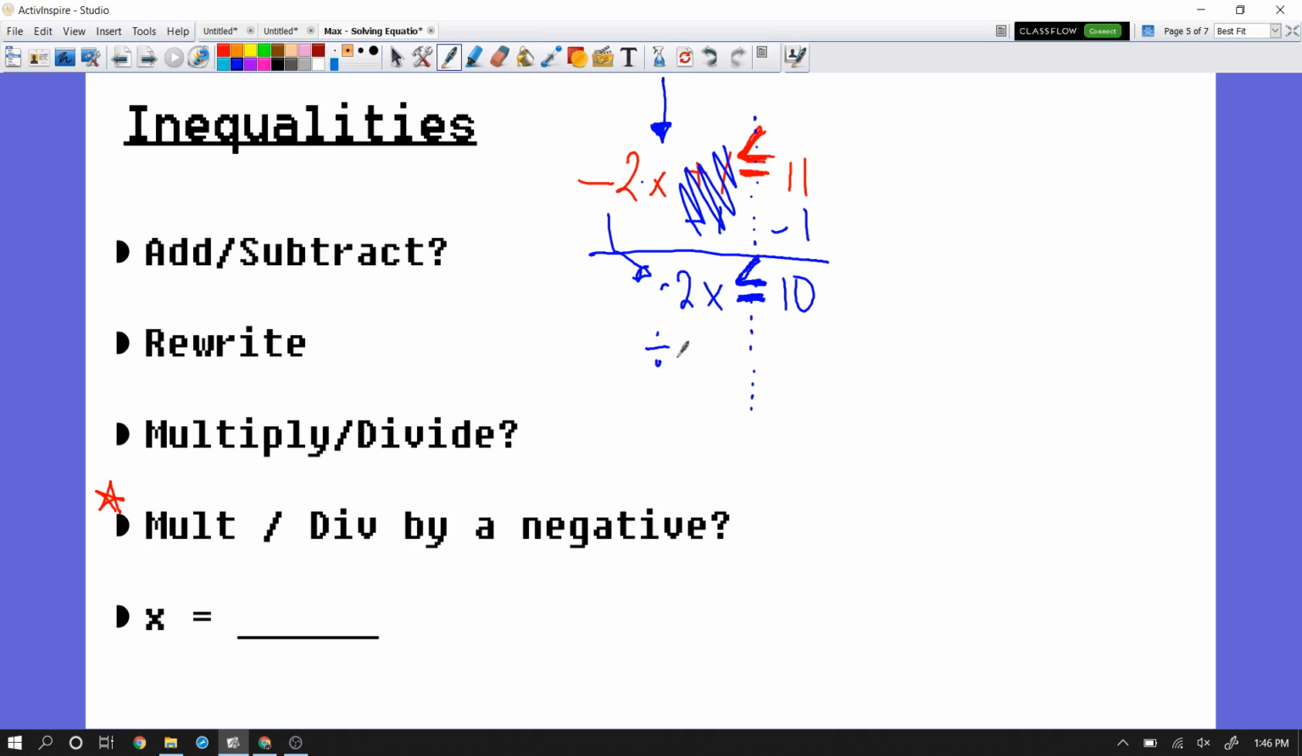I'm going to divide by negative 2. And there's your red flag. Multiplying or dividing by a negative, you're going to flip the sign. So negative 2 fits into negative 2 one time. There's x. Flip the sign because I divided by a negative. 10 divided by negative 2, negative 5. X is greater than or equal to negative 5. I'm going to go ahead and skip to the next slide and write that down.